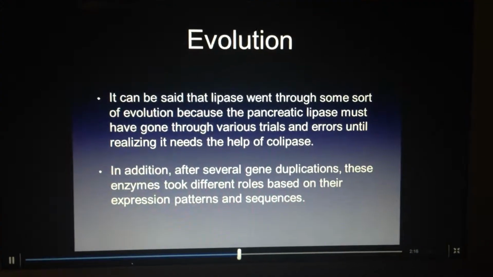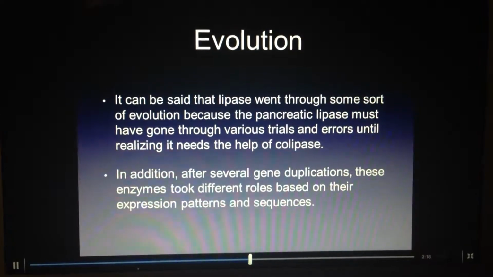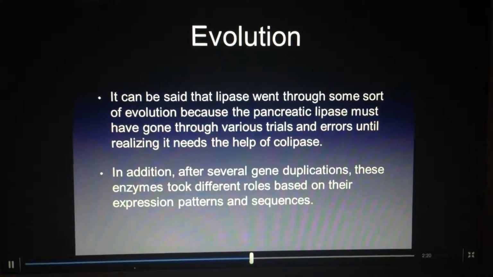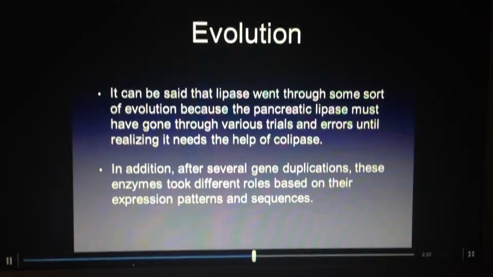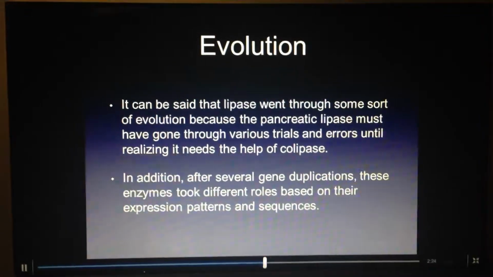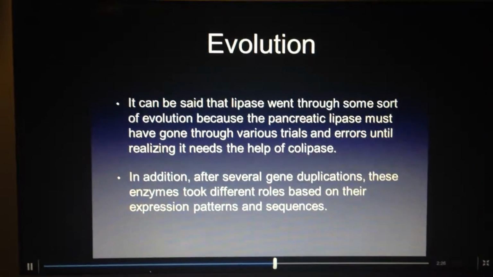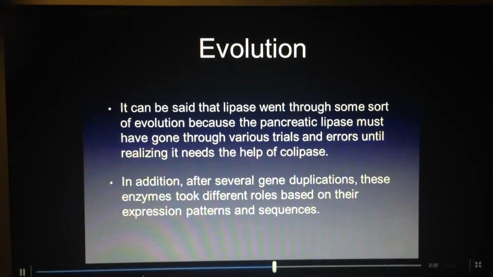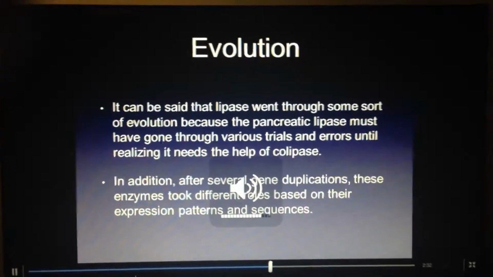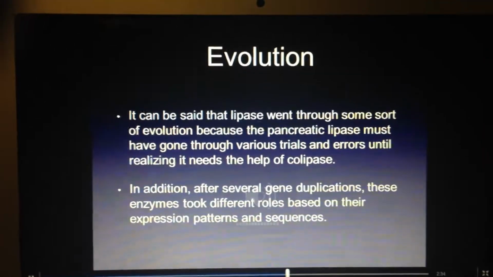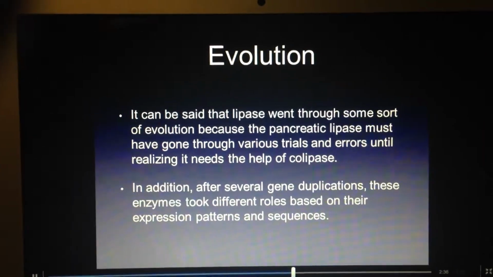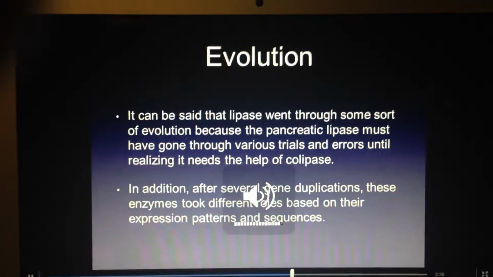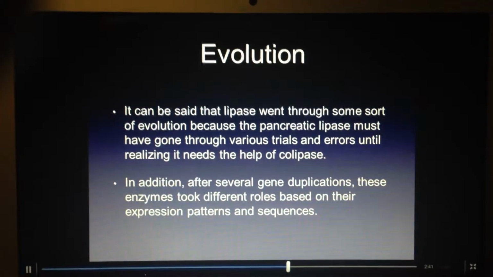It can be said that lipase has gone through some sort of evolution because of the pancreatic lipase as shown before. Like earlier stated, it needed the help of colipase in order to function. However, pancreatic lipase must have gone through some sort of trial and error before realizing it needs the help of colipase in order to function. In addition, after several gene duplications, these enzymes took different roles based on their expression patterns and sequences.